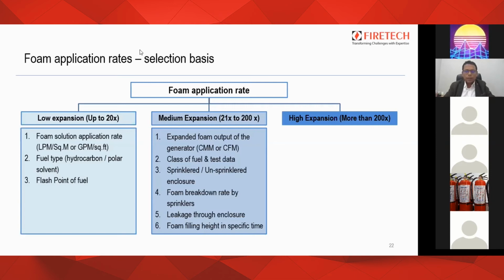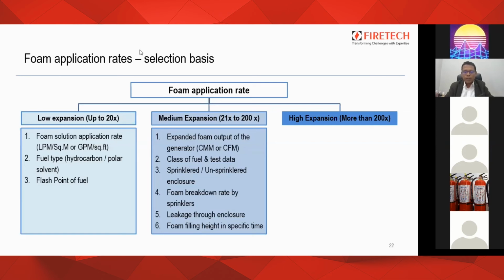So coming to the medium expansion foam system, the first criteria to look into is the expanded foam output of the generator in cubic meter per minute or in cubic feet per minute. Second, what is the class of the fuel, what is the flash point of the fuel, and based on flash point, what is the classification of the fuel, and the test data. Now here NFPA clearly states that there has been limited test data on various fuels. So the manufacturer has to be consulted on what is going to be the test data and what capacity of generator is suitable.